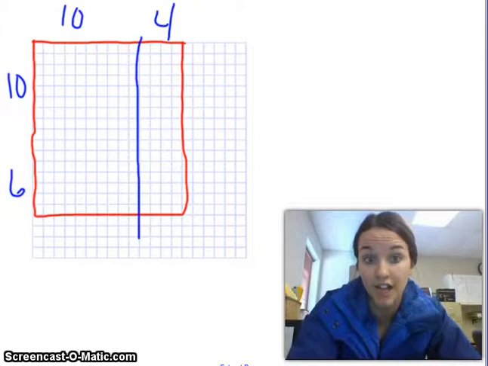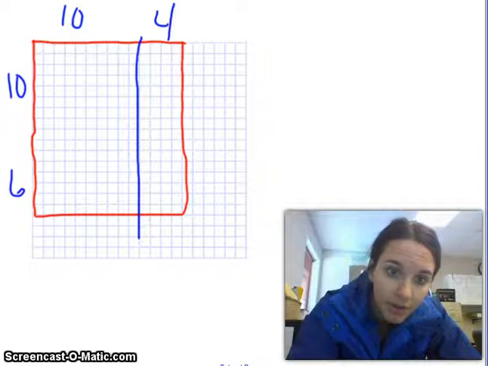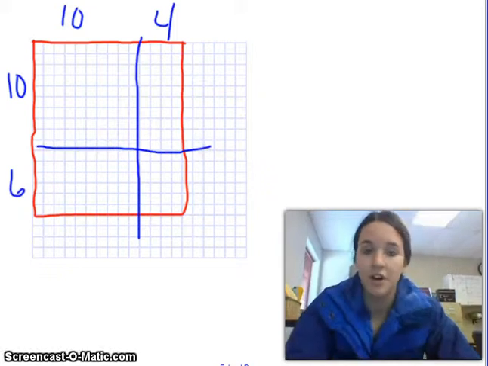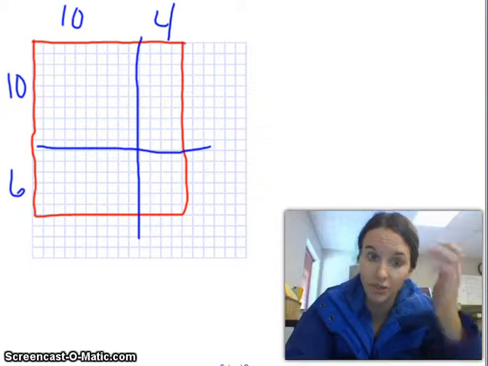Then I'm going to draw another line that'll separate this side into tens and ones. So I'm going to count up 6. 1, 2, 3, 4, 1, 2, 3. Right here. Okay. So now I have my array completely split up into tens and ones. This is going to make it much easier for me to multiply.